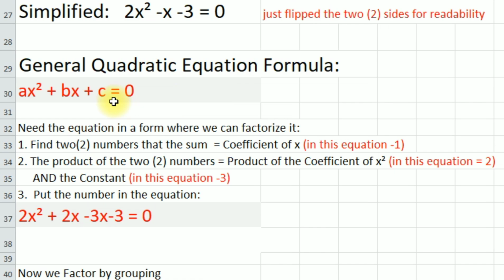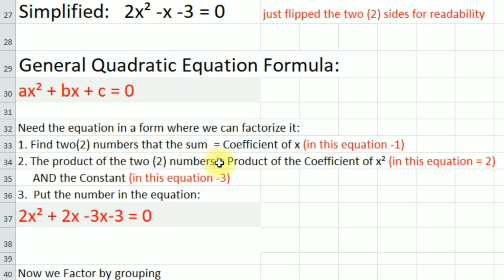Let's explain what that is real quick. Now, this is what it says. We need the equation in the form where we can factorize it. Number 1, two numbers whose sum equals the coefficient of x. In this equation, the coefficient of x is minus 1, right? Minus 1. See, here's x at 2x minus 3x, so that's minus 1.